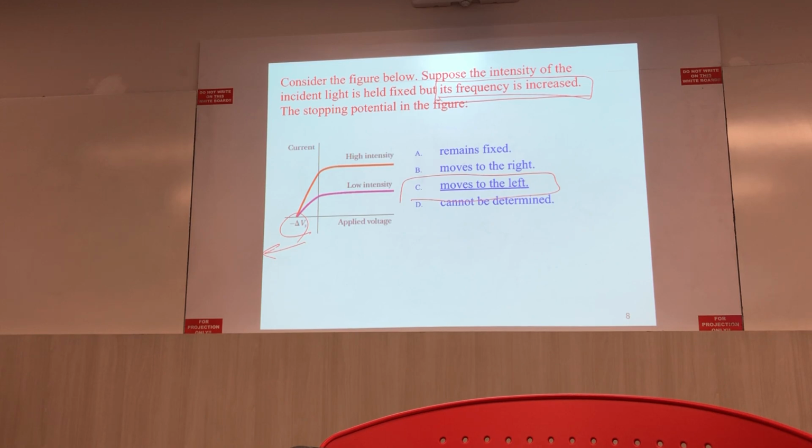Alright? Or you can also use your equation. So K max, the kinetic energy of the electron, is hf minus the work function. Okay, and this is also related to your potential energy. And the frequency now goes up, which means your kinetic energy goes up. Correspondingly, your potential energy goes up. Therefore, our stopping potential will move to the left. Alright?